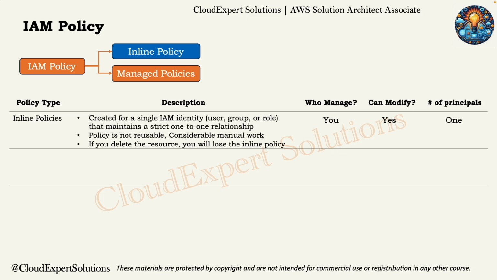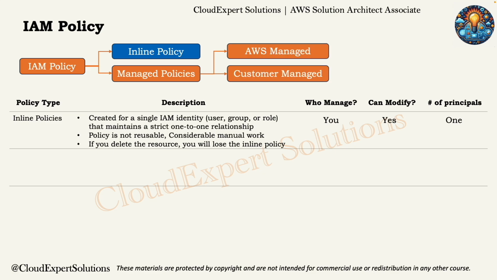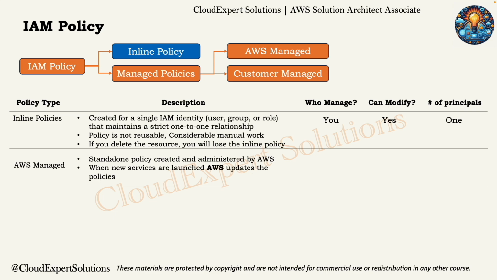Next, let's review the managed policies. Managed policies can be broadly categorized into AWS managed policies and customer managed policies. An AWS managed policy is a standalone IAM policy created and managed by AWS. When new services are launched, AWS updates these policies. In terms of who manages the policy, it would be AWS. Can you modify? The answer is no. And with how many principals you can apply it, it would be many.